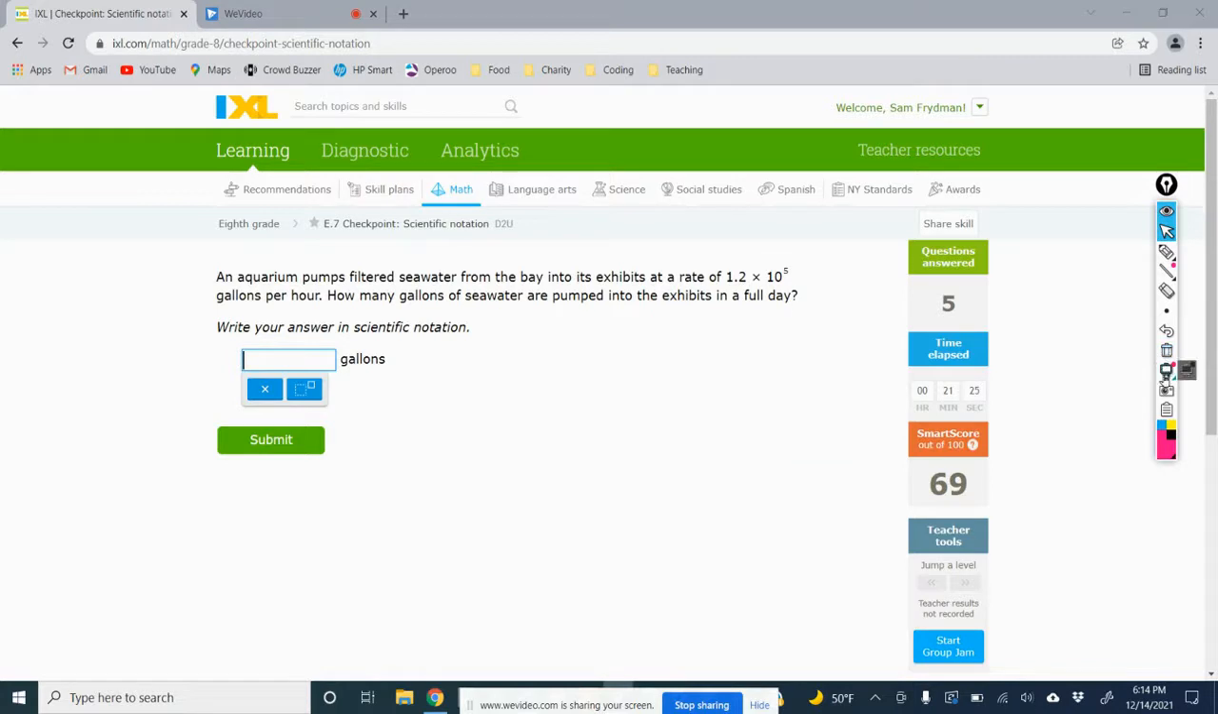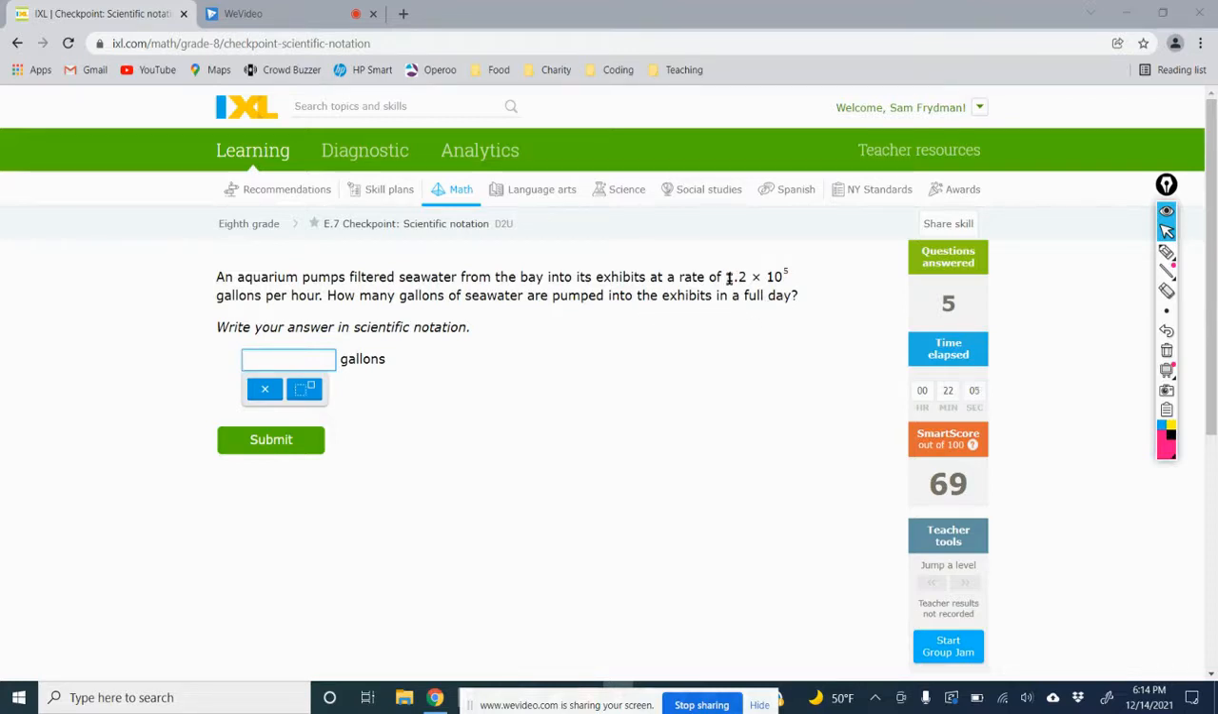Okay. Is this a different kind of problem than what we've done before? I guess so. An aquarium pumps filtered seawater from the bay into its exhibits. Oh, I was reading this as if it were a plural noun. It's a verb. Okay. An aquarium pumps filtered seawater from the bay into its exhibits at a rate of 1.2 times 10 to the fifth gallons per hour. How many gallons of seawater are pumped into the exhibits in a full day?